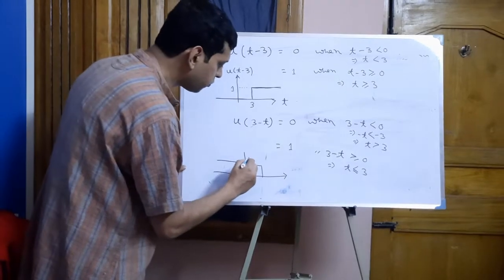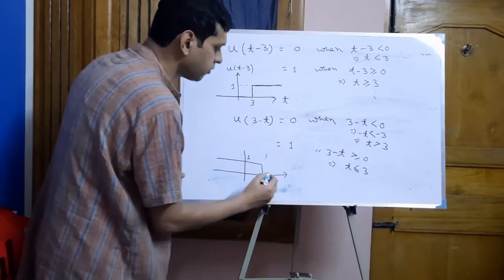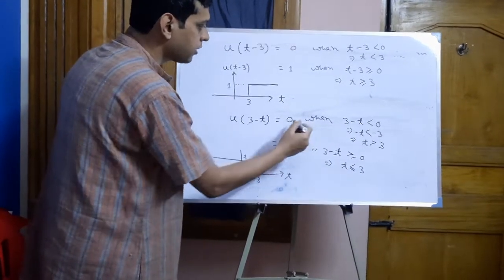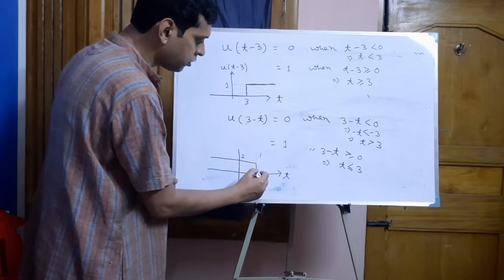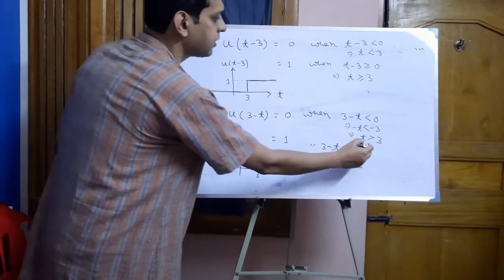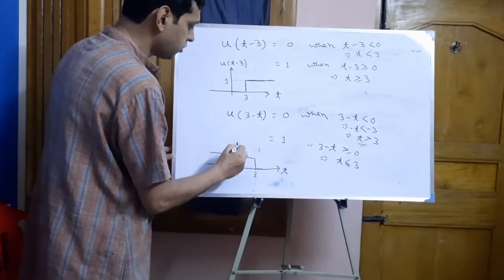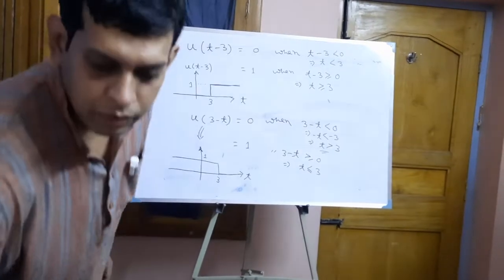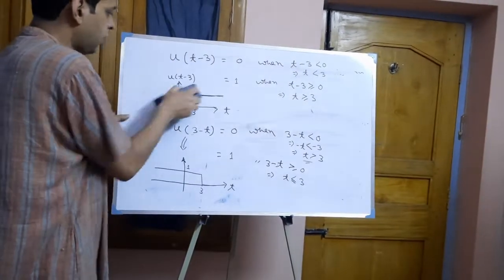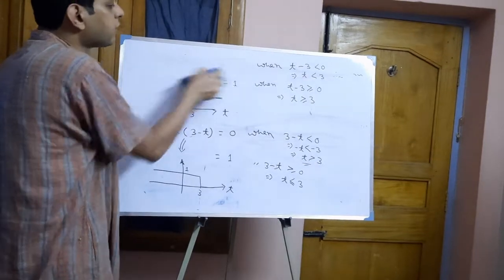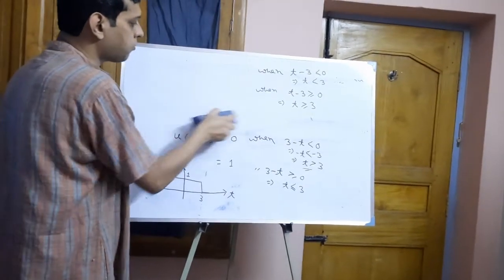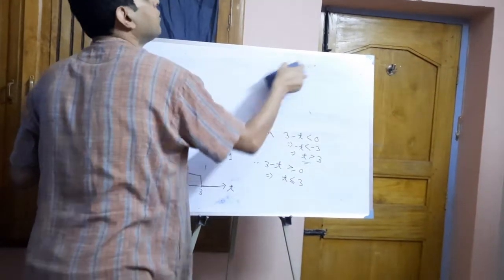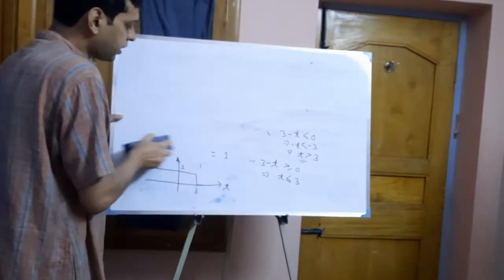The function value is equal to 1 when t less than equal to 3, and the function value is equal to 0 when t greater than 3. Okay, so this is the plot of u(3 minus t). Now previously I mentioned that the switching function can be described by one step function. Now let us find how we can describe.